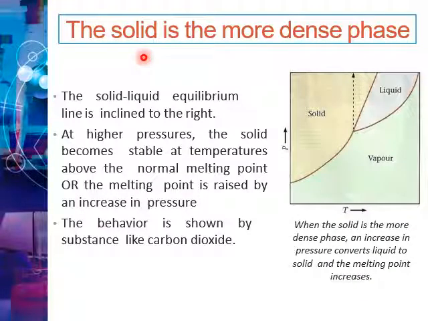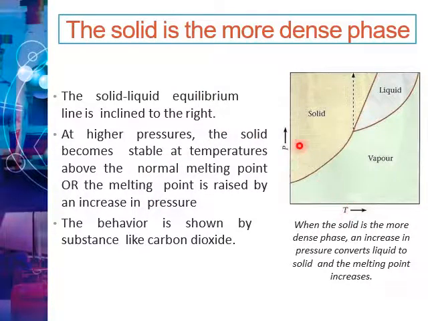This is the scenario where solid is more dense. If you look at the graph, solid here is more dense compared to liquid. As I mentioned before, a phase diagram must have at least two phases in equilibrium. So now this is the equilibrium between solid and liquid. When solid is more dense, an increase in pressure converts liquid to solid and the melting point will be increased. So more liquid will be converted into solid, and then the melting point will increase more. So it has solid and liquid at equilibrium, this part, and then the higher pressure.